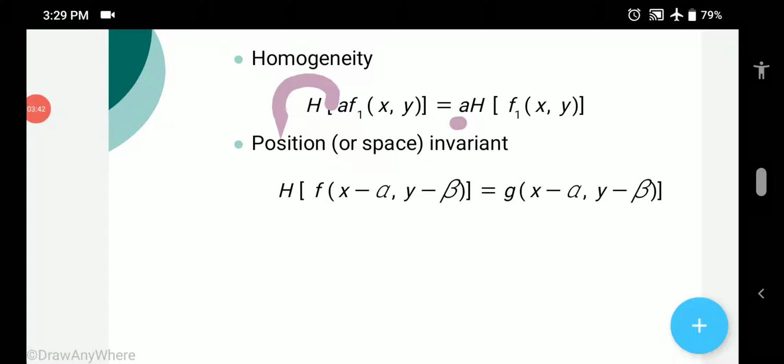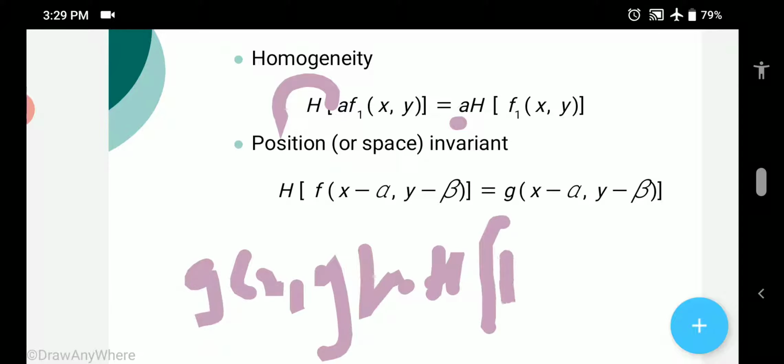Now let us assume g of x comma y is equal to h of f of x comma y is the input-output relationship. Then position invariance is given by h of f of x minus alpha comma y minus beta is equal to g of x minus alpha comma y minus beta for any f of x comma y and any alpha comma beta. This definition indicates that the response at any point in the image depends only on the value of the input at that point, not on its position. That is why it is called linear position invariant.